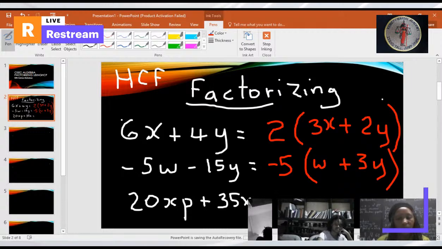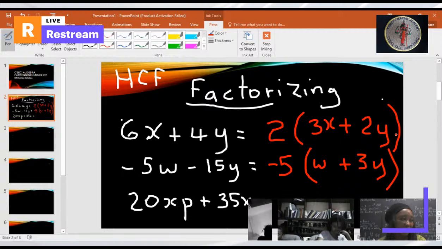Someone is asking me to go over the first one, the 6x plus 4y. All right, so we're factorizing, so we're thinking, what's the biggest number that can go into 6 and 4? And that number is 2. So we put the 2 on the outside. After we've done that, we're going to divide each of the terms by that 2. So 6x divided by 2 gives 3x, because 2 goes into 6 3 times, and there was nothing to work with the x, so we write back the x. And 2 goes into 4y, 2y.